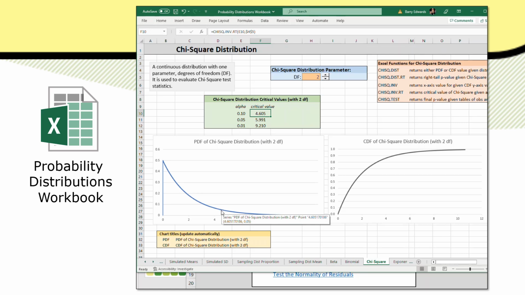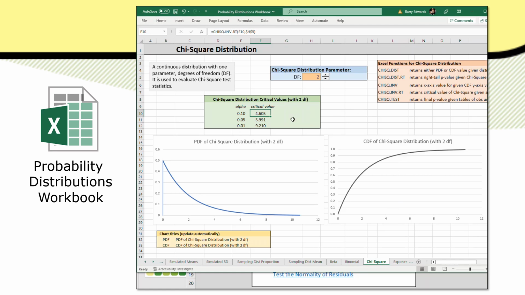This is saying that 10%, 0.10 of the density of the distribution is to the right of 4.6, and 90% of the distribution is to the left of 4.6. You can see that here on the CDF. If you come out to 4.6 about here and then move up, that is the 0.9 value. 90% of the distribution is below 4.605 and only 10% is above.